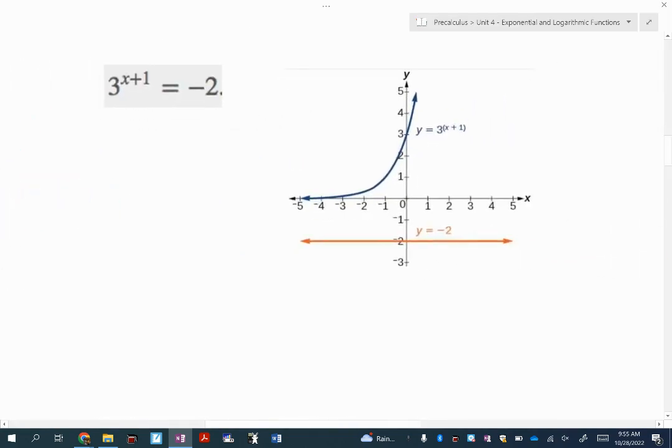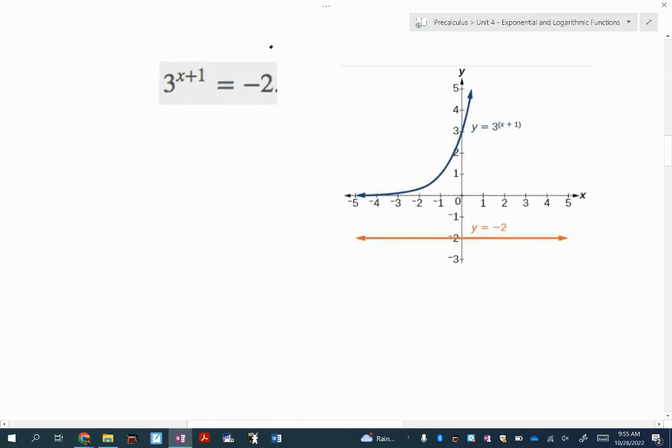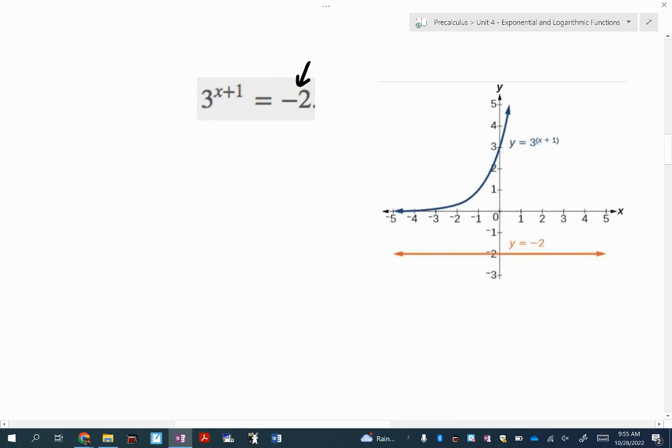Now this one over here, there are a couple things going on. First thing I noticed is that it's equal to a negative. We've talked for a long time that you can plug in negative values for x, right? You can plug in -2, you can plug in -3, negative 1,000, but you'll never be able to get a negative number. You'll just get smaller numbers. You keep getting closer and closer to 0, but you never touch it. So 3 to the power of x plus 1 will never be a negative number.